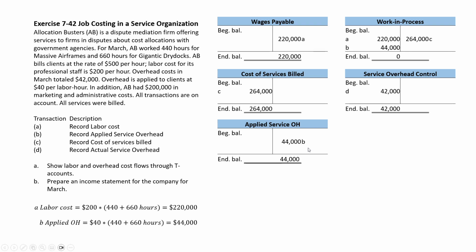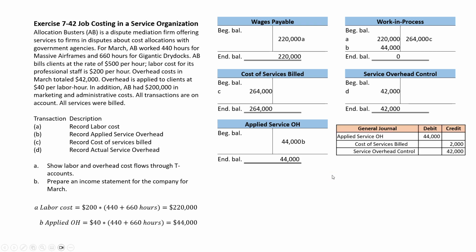We applied overhead of 44,000 when we only had costs of 42,000. That's a difference of $2,000. And in this situation, we over applied overhead by $2,000. How are we going to record this with a journal entry? Well, if I currently have a credit balance in applied services overhead of 44,000 and I want to reduce it down to zero, I need to debit applied service overhead for 44,000.